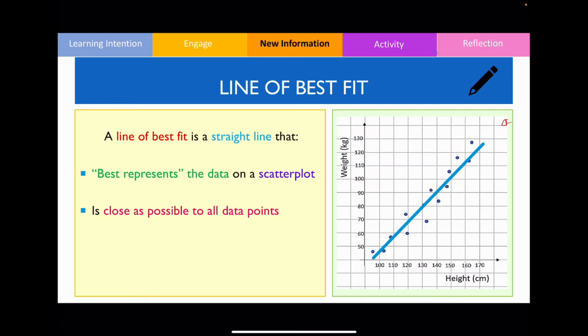The reason why we use a line of best fit is so that it allows us to make predictions either by extrapolation or interpolation, and I'm going to go into a bit more detail as to what these two words mean later during the video.